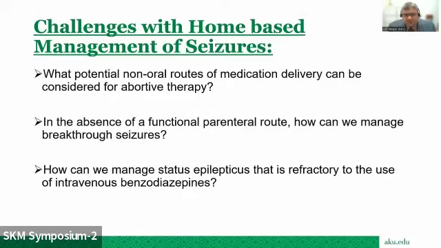So the challenges that we had and the questions that come to our mind are: when we're dealing with home-based management of seizures, what are the potential non-oral routes of medication delivery that could be considered for immediate rescue abortive therapy? And then in the absence of a functional IV or a subcutaneous route at home, how can we manage breakthrough seizures effectively? And then the third question, and this is not so much about the home management, but actually even in the institutional setting, how can we manage status epilepticus that is refractory to the use of intravenous benzodiazepine?